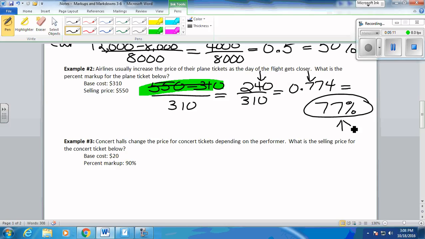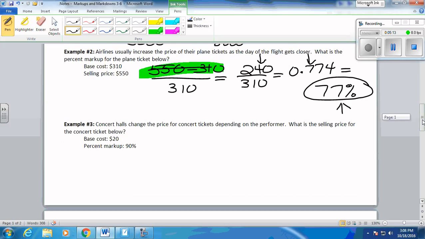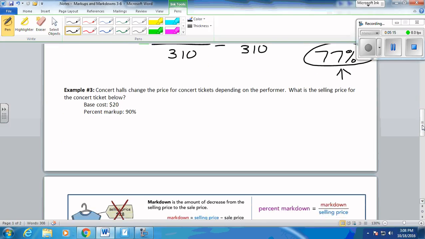I was going to say try number 3 on your own too, but there's just one extra step here that we need to be careful about. It says that the concert halls change the price for concert tickets depending upon the performer. If they think that it's somebody that a lot of people are going to come see, they'll probably charge more. What is the selling price for the concert ticket below?